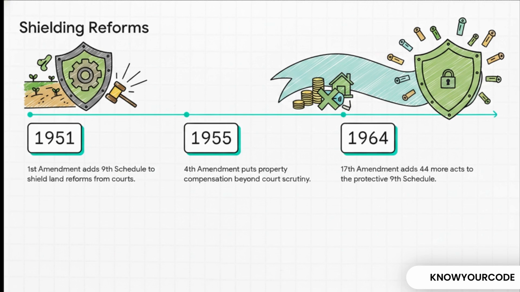The First Amendment in 1951 created the Ninth Schedule. Think of this as a constitutional vault, a protective shield to keep the courts out of land reform completely. They doubled down on this with the Fourth Amendment in 1955, making property compensation beyond court scrutiny. And by 1964, the 17th Amendment threw 44 more acts straight into that protective Ninth Schedule vault.